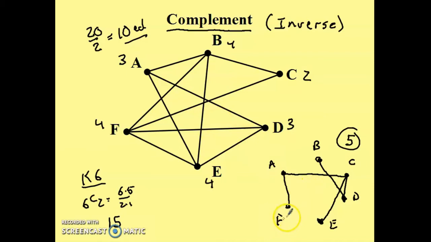You could also count up the degrees, right? That's 1, 2, 3, 4, 5, 6, 7, 8, 9, 10. The sum of all the degrees of this one is 10, divided by 2 is 5. All right, complement, inverse. Those two graphs are complements of each other.